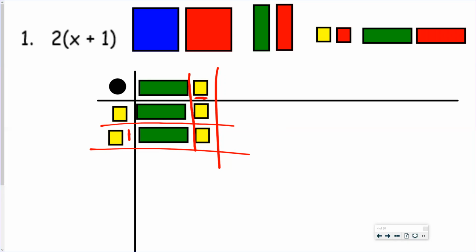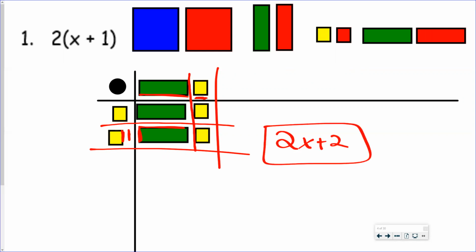The greens are the same width here as my 1s. They're the same length as my x's up. So you use the sides to help you decide what goes and gets filled in. So then your final answer for 2 times x plus 1 is going to be 2x plus 2. And we knew that because we know how to distribute, but this is just to help introduce the tiles when you're multiplying.